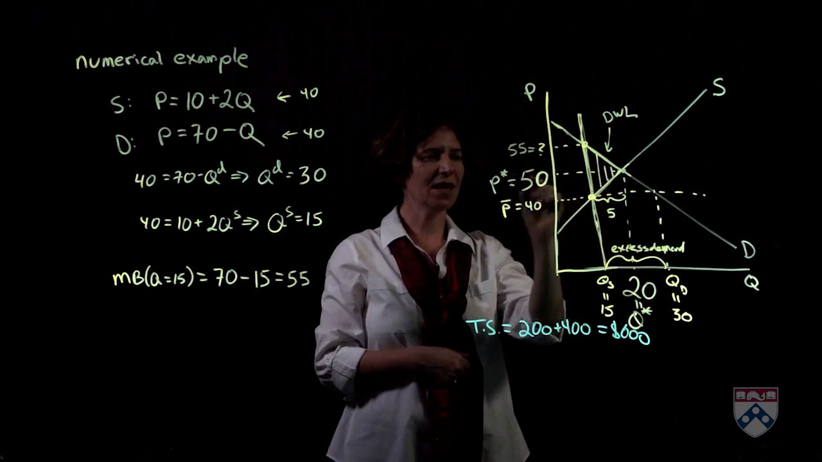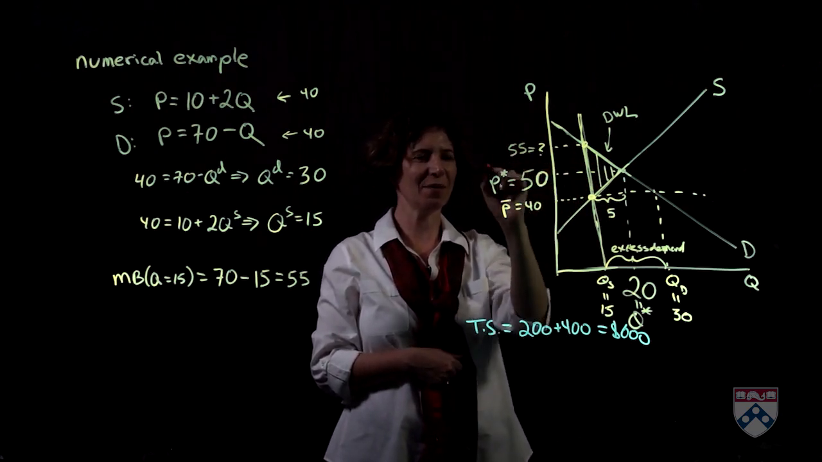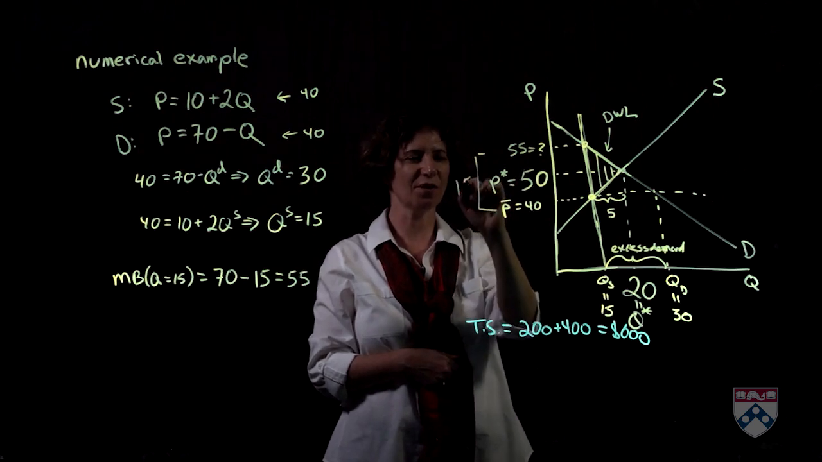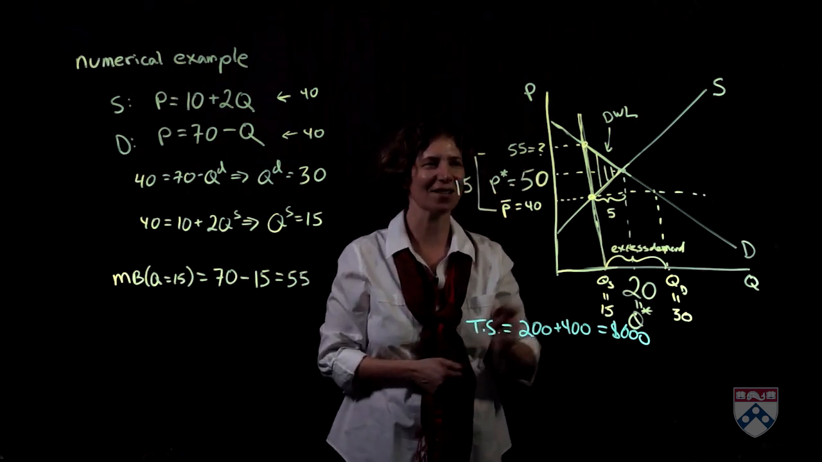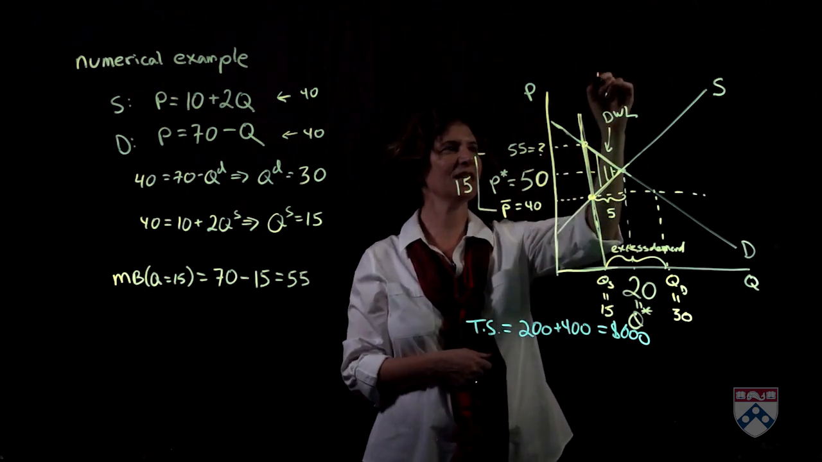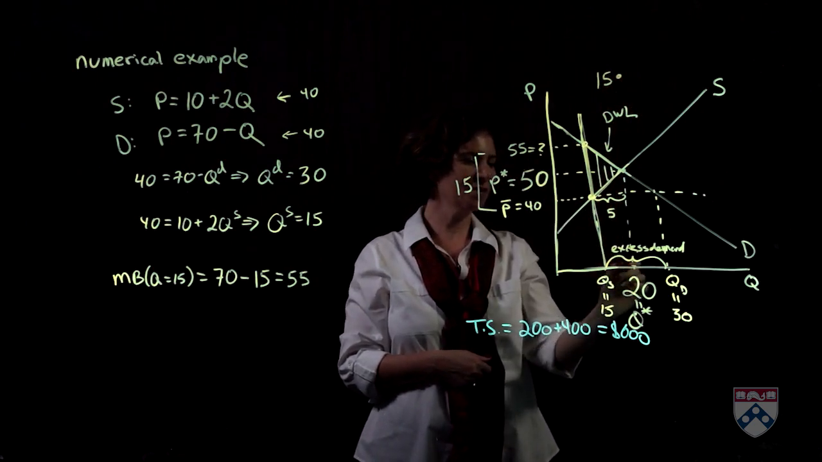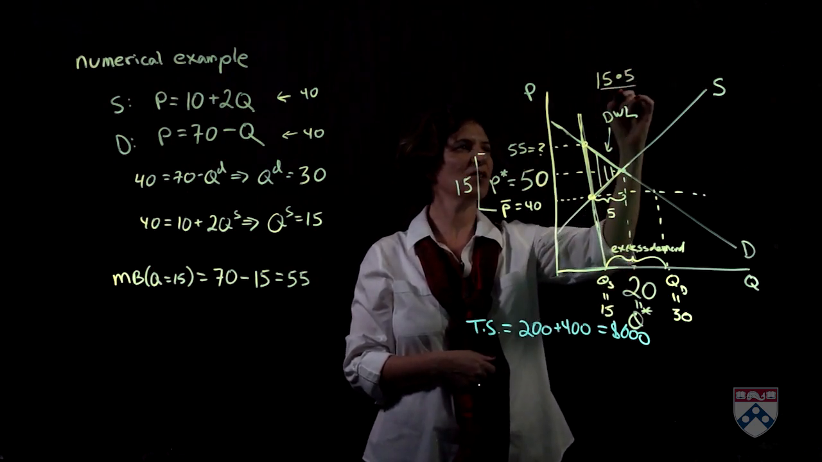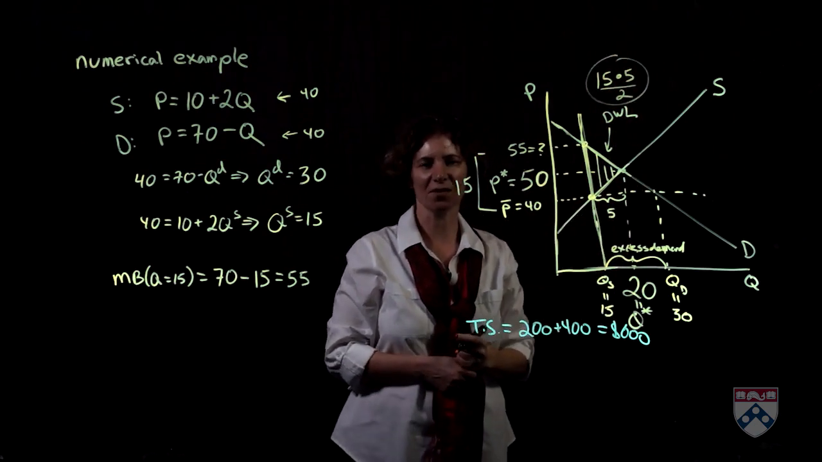Now we can calculate the height. The height is 55 minus 40, which is equal to 15, and we have everything that we need to calculate deadweight loss. Again, the deadweight loss is the height, so that's 15, times the base, which is 5, divided by 2. And that in dollars is equal to our deadweight loss.